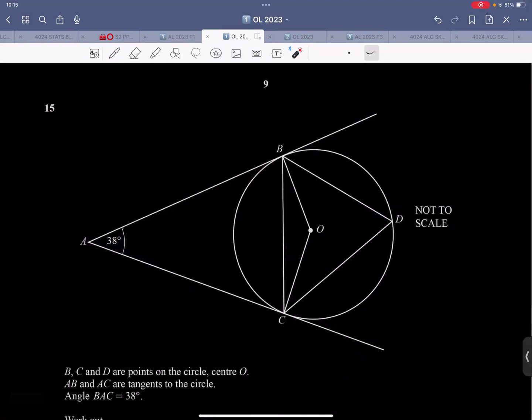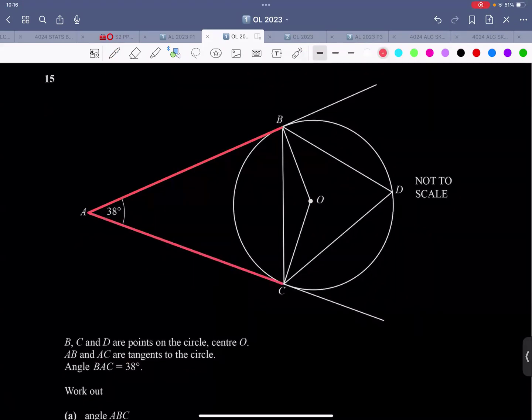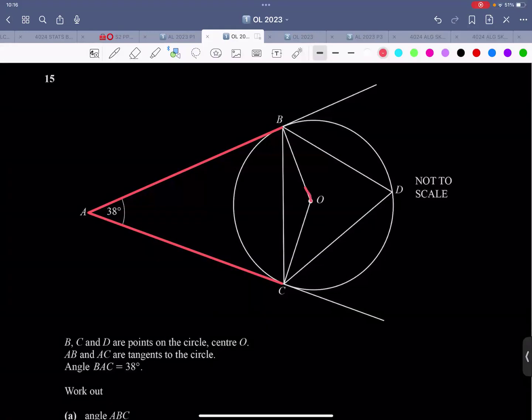Question number 15. Now this is a circle property question. B, C, D are points on the circle with center O. AB and AC are tangents to the circle. Whatever I see, I'll straight away label it. The tangents drawn from an external point to a circle are equal in length. So this is what I've labeled. That's the first thing. The radii, from the center to the circumference, that's the radius. This is also the radius. The plural is radii.